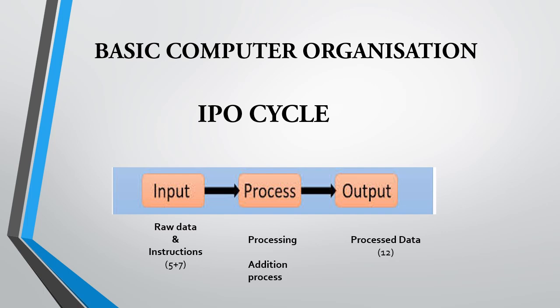That is called processed data. So children, now you all know about the IPO cycle, right? IPO cycle means input, process, output cycle. Raw data will be given as input and it will be processed, and the output will be the processed data. So this is about the IPO cycle.